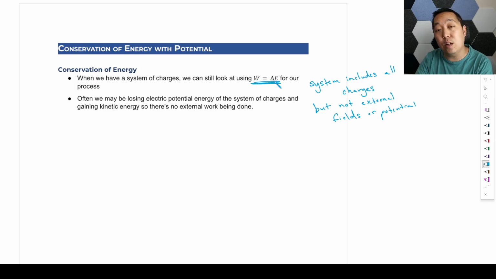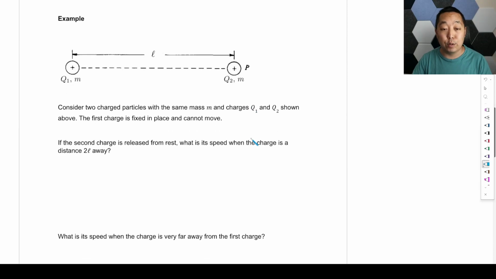It's going to depend on which one we use, whether the system includes everything and thus conservation of energy applies, or if we have some things outside of the system, in which case we just use work as the change in energy. What we choose depends on what's available to us based off of the scenario of the problem. So often we lose electric potential energy, we gain kinetic energy. So let's look at a few examples here.